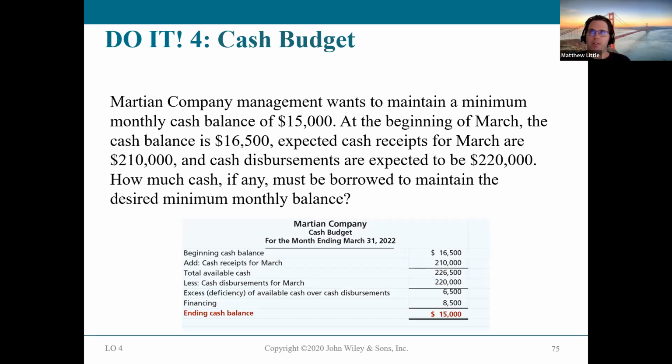So a little example then, we have our cash budget. They want to maintain a minimum monthly cash balance of 15,000. At the beginning of March, the cash balance was 15,500. Receipts expected 210, disbursements 220. So they have 65. So they need to finance for 8,500 to maintain their balance. So it's just a matter of plugging the data in from the question, and financing is the plug to balance.